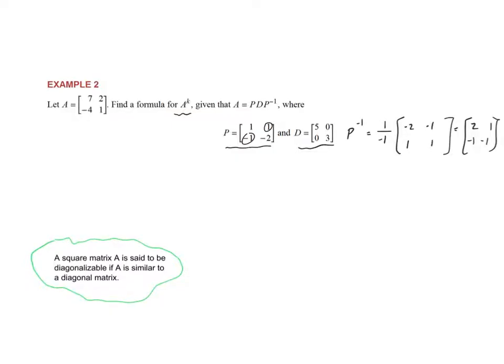Okay, so if I want A to the kth power, that is P D P inverse to the kth power, which we just saw on the previous slide, that is P times D to the kth power times P inverse. Now I'm going to plug in my matrices.